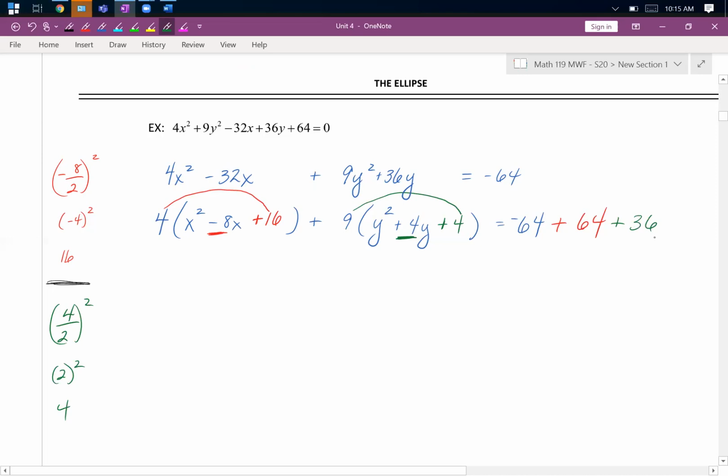Great. All right, let's get this into factored form. Remember that our perfect square trinomials always factor into the form x plus b divided by 2 quantity squared. So we got our 4 on the outside, and our perfect square trinomial turns into x minus 4 squared. 9 on the outside, and then our other perfect square trinomial turns into y plus 2 squared. And then adding those up on the other side, that's 64. That's 36.